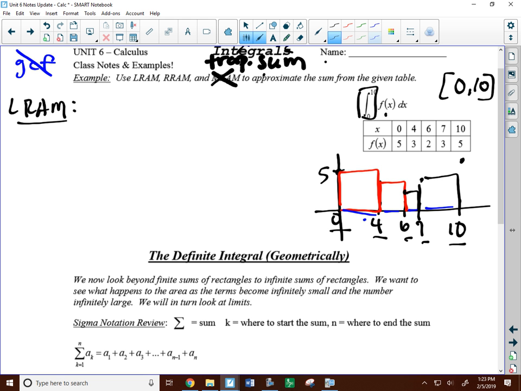All right, so here we go. Left RAM. I'm going to do base times height. The first base is 4. And I'll show you in the table as well, because you might not always draw this picture. I'm looking right here, 0 to 4. That length is 4. I'm doing left RAM, so I want the height at 0. The height at 0 is 5. So that's rectangle 1.